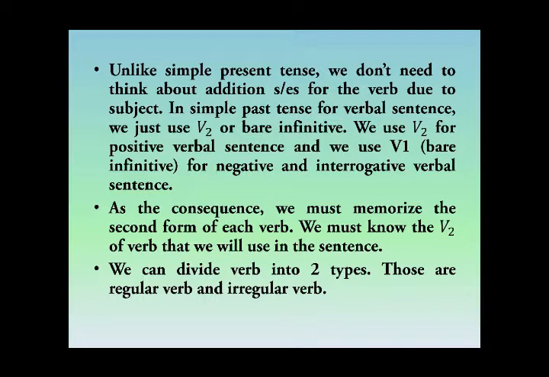We use verb 2 for positive verbal sentence, and we use verb 1 or bare infinitive for negative and interrogative verbal sentence. But as a consequence, we must memorize the second form of each verb. We must know the verb 2 of the verb that we will use in a sentence. We can divide verbs into two types: regular and irregular verbs.